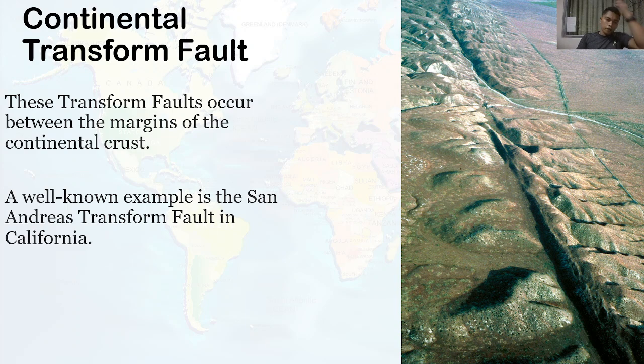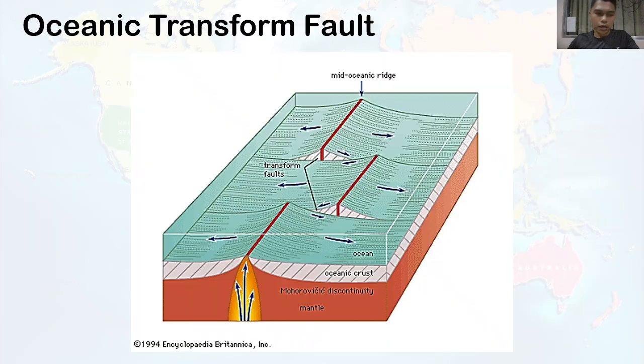Now, transform faults occur between margins of the continental crust. A well-known example is the San Andreas transform fault in California. This is the example of the San Andreas transform fault. It moves past each other. It does not move away from its partner, but it moves past. Its movement is just sideways.